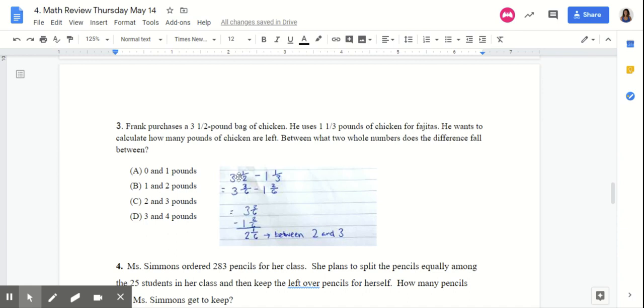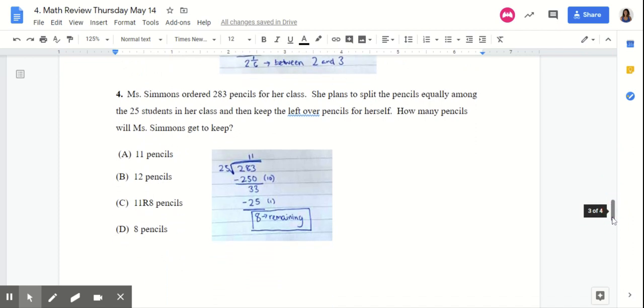So I had to do 3.5 minus 1 1/3. When I did that, I knew that I had 3 3/6 after I converted to the same denominators, minus 1 2/6. I did the regular subtraction algorithm. My final answer was 2 1/6, meaning that the two whole numbers it falls in between are 2 and 3. Because if I round it down, it'll be 2, and if I added just a little bit more fractions, it may round up to 3. So the correct answer here is C.